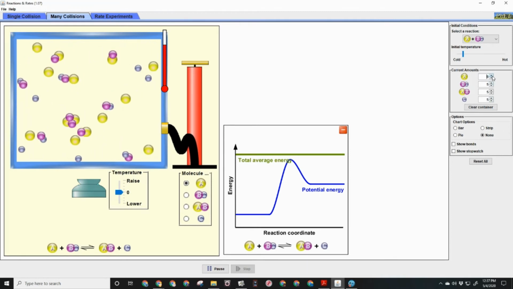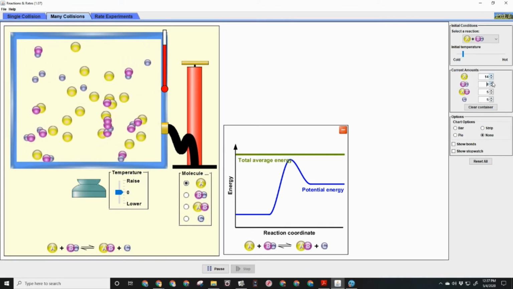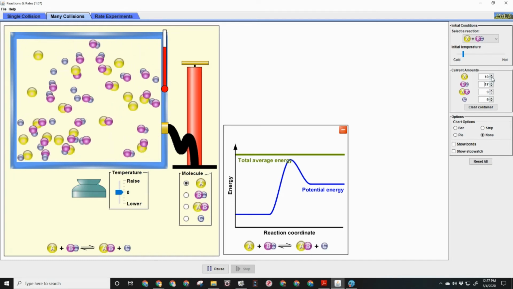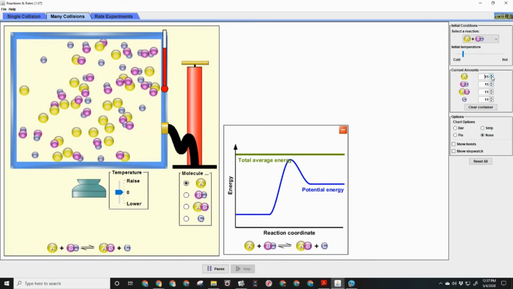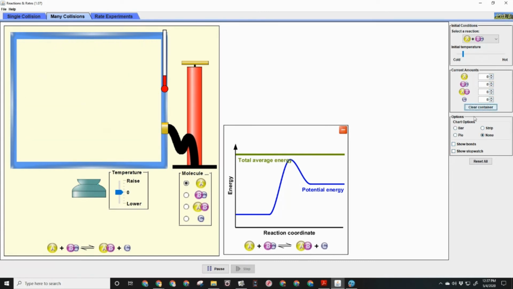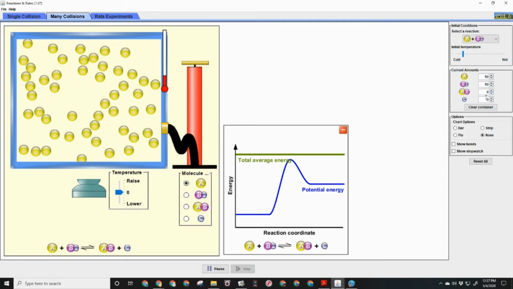So if we increase the concentration again, this should go a lot faster. So let's increase to 20 and 20. All right, so 10 reactions, 9 reactions. Okay, it happens much, much faster. Okay, so let's do 50 and 50.